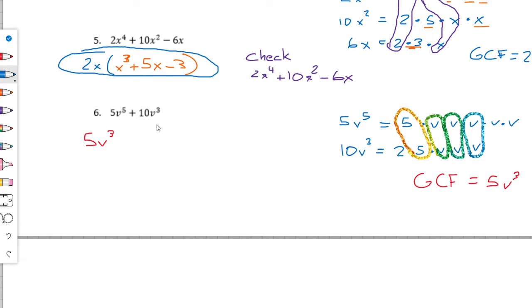And then we're going to write what's left. So for our first term we have v v, so that's v squared. And then in our second term we have 2. So plus 2. And we're good to go. So now I'm going to scroll down to the next one.